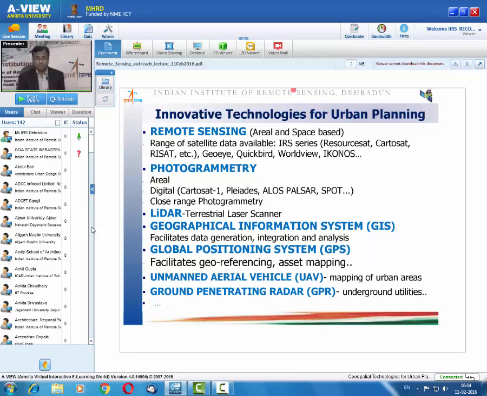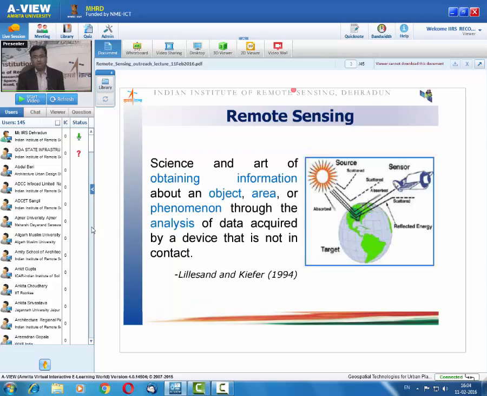The global positioning system facilitates the georeferencing of the satellite data of varying resolution and also the assets mapping. We know a coming field is the UAV, unmanned aerial vehicle, which is helping us with mapping of urban areas. GPR, as we understand, is being used in several fields of urban planning for utilities mapping. Now all this data we have got, the technology is coming up.